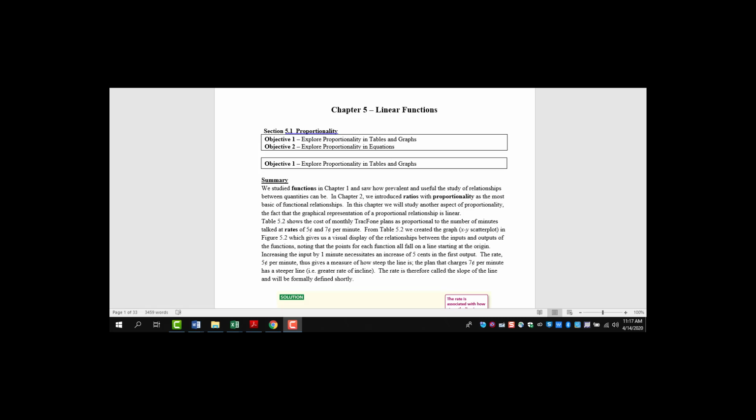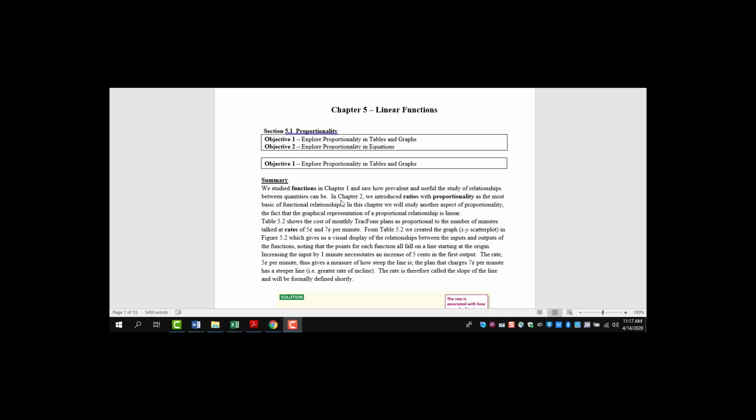Well, welcome to Chapter 5. Chapter 5 is linear functions, and 5.1 is proportionality. So we're going to explore proportionality in equations, which we've already done, and I'm going to do a quick example of that before I move on. And I'm going to explore proportionality and show how the equation relates to tables and graphs.